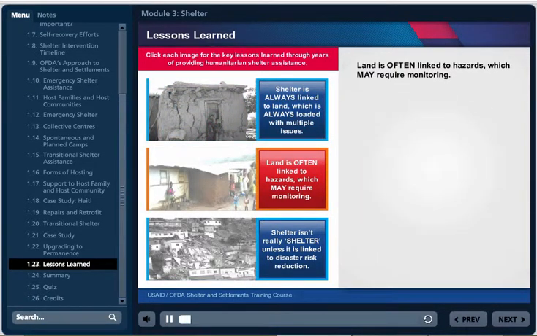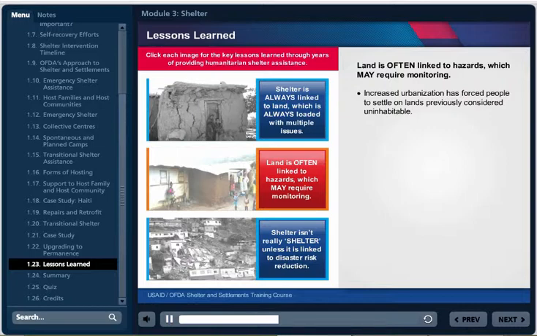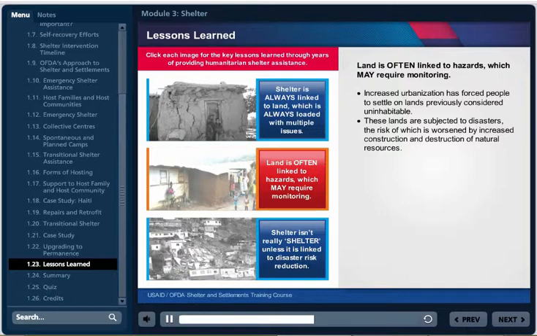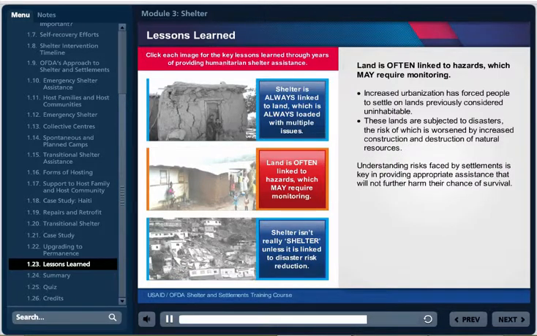Land is often linked to hazards, which may require monitoring. Increased urbanization has forced people to settle on lands previously considered uninhabitable. In many cases, these lands are subjected to disasters, the risk of which is worsened by increased construction and destruction of natural resources. Understanding of risks faced by the settlements is key in providing appropriate assistance that will not further harm their chance of survival.